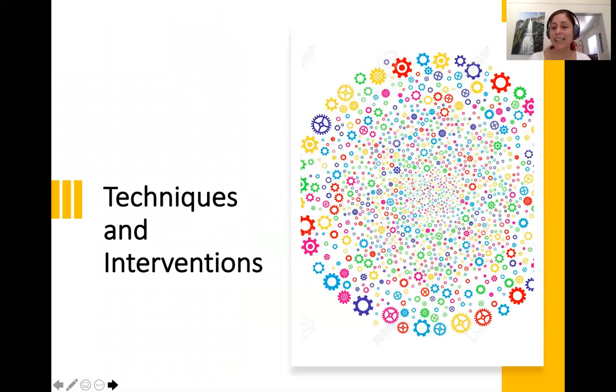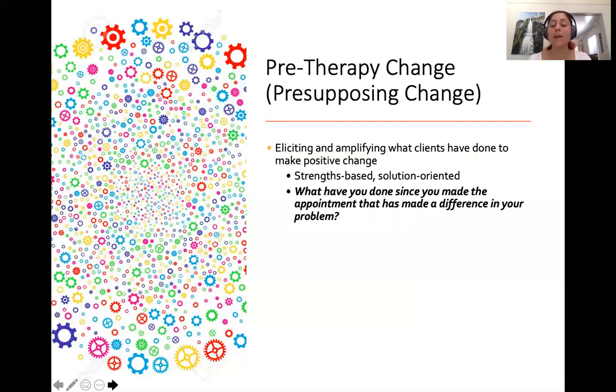Okay, next, techniques and interventions. First, we have pre-therapy change, which is also called presupposing change. And this basically involves eliciting and amplifying what clients have already done to make positive change as a way to reinforce that and to show them their strengths and their resilience. This really sets the frame for therapy being a strengths-based and solution-oriented process.